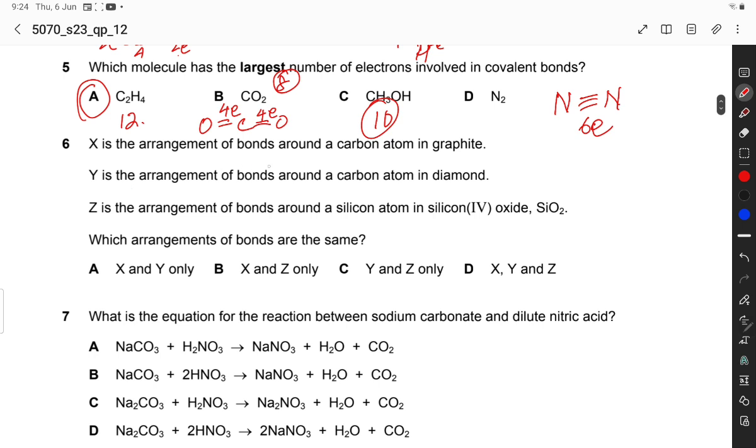X is the arrangement of bonds around a carbon atom in graphite. Y is the arrangement of bonds around a carbon atom in diamond. Z is the arrangement of bonds around the silicon atom in silicon(IV) oxide. Which arrangements of bonds are the same?